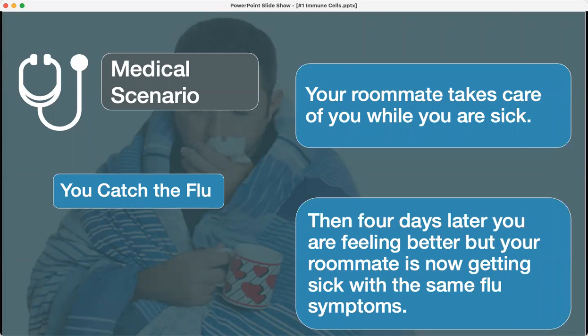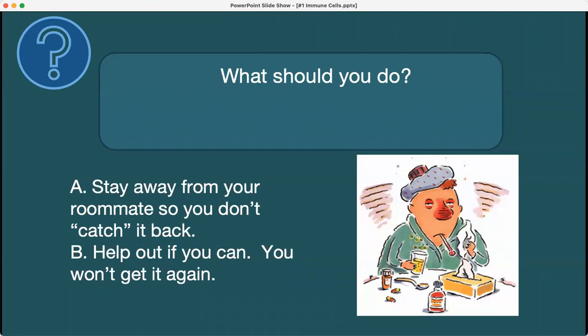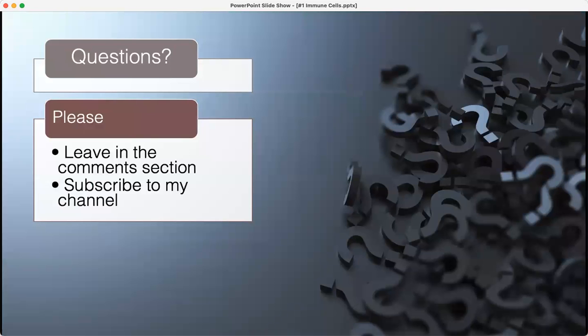Okay, let's do another one, medical scenario. You catch the flu, your roommate takes care of you while you are sick. Then 4 days later, you're feeling better, but your roommate is now getting sick with the same flu symptoms. What should you do? Should you stay away from your roommate so you don't catch it back? Or help out if you can, because you won't get it again? And hopefully you've got a robust immune system. Your B and T cells won't let you catch the same virus again. And that's the end of that story.